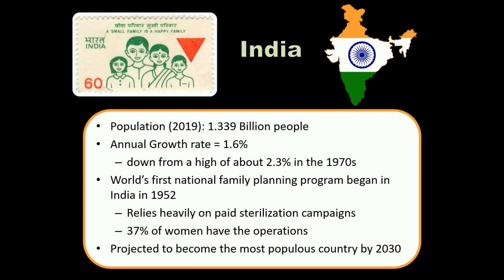That's really fast. It was the country which had the world's first national family planning program, which began in 1952. This relied heavily on paid sterilization campaigns. So they offered some money to anyone who was willing to choose to become sterilized, to go through a medical procedure where they would no longer be able to have children. Very, very few men agreed to this.